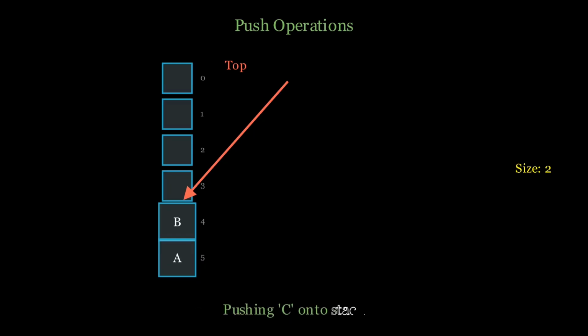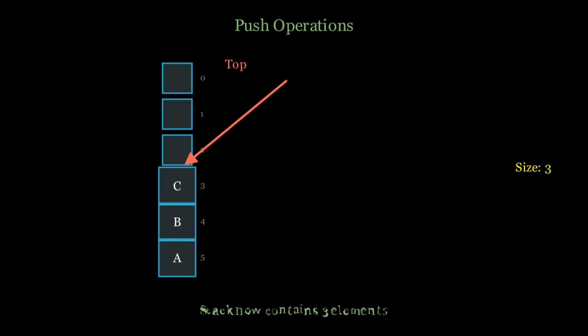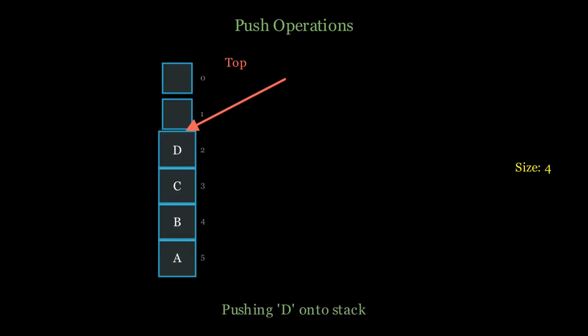We continue with C and D. We can see that each element on the stack is on top of the previous one. With each push operation, our size increases and the top pointer adjusts to point to the newest element. Now it's time for the reverse. Let's see the pop operations in action.